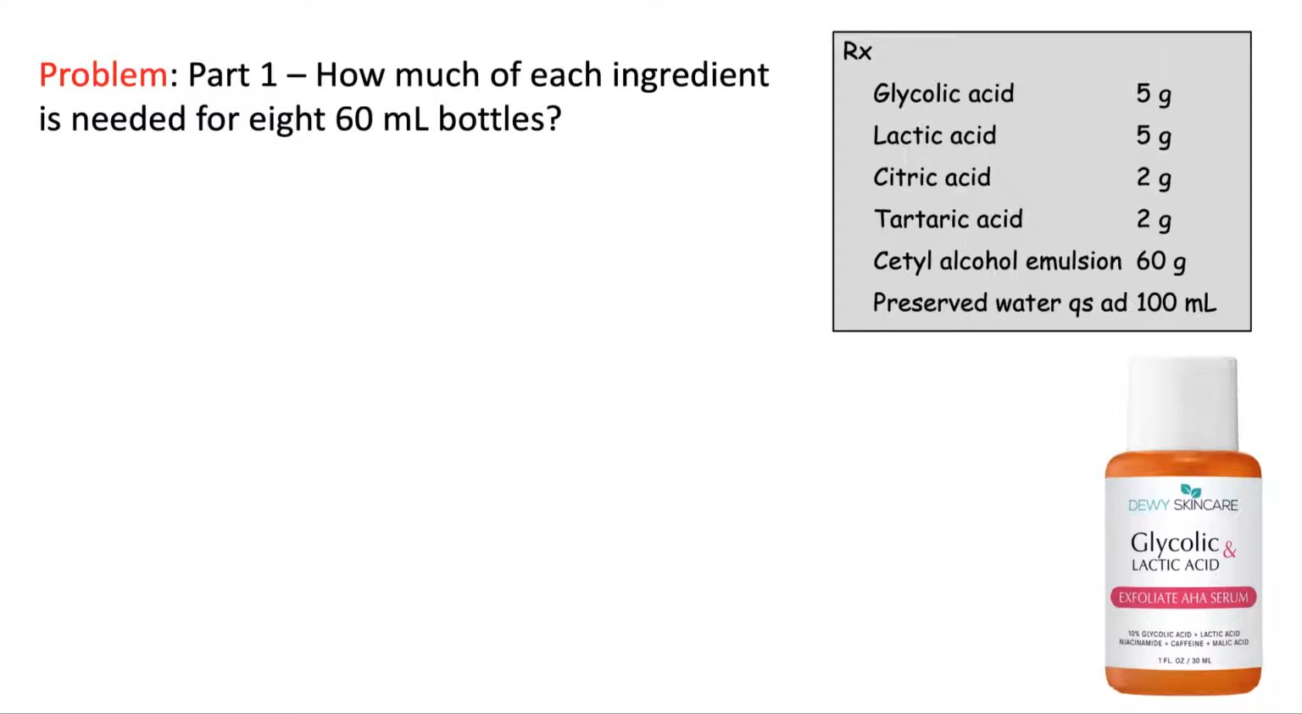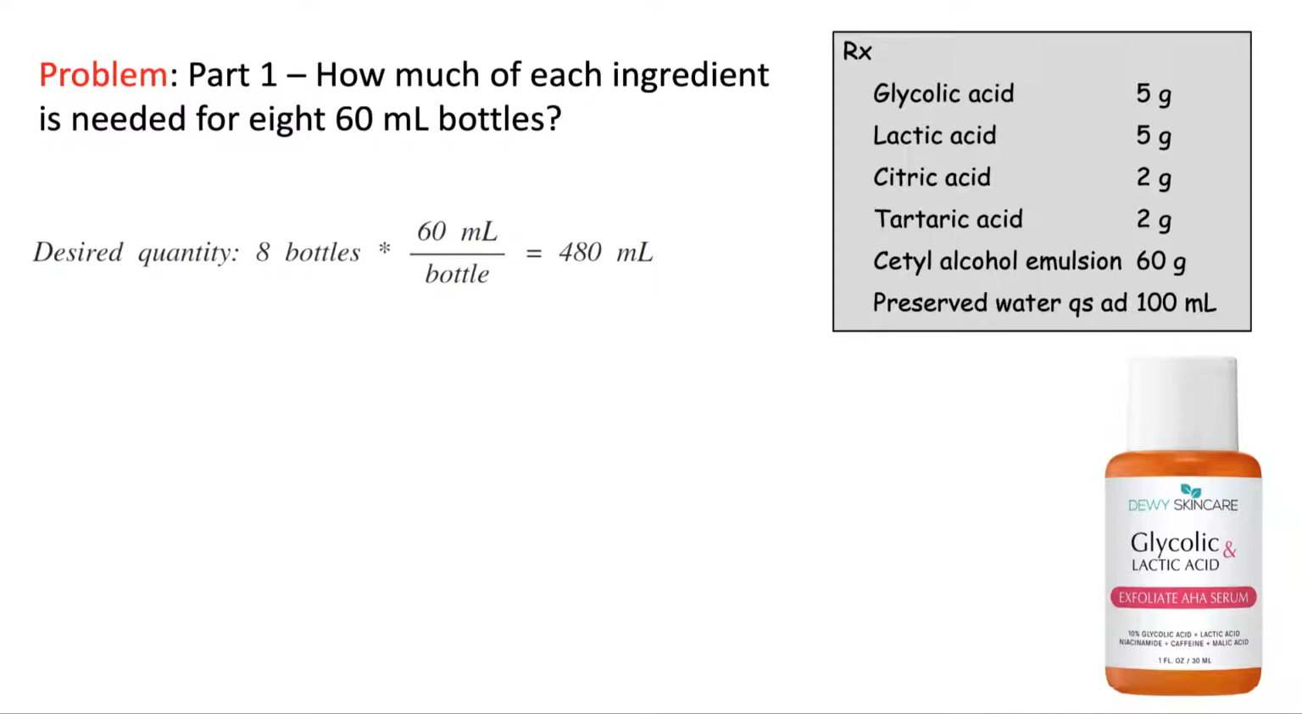We want to prepare 8 bottles, and each bottle contains 60 milliliters. So the first question is, how much of each ingredient do we need? Well, the first step is to determine the total volume. What is the total amount we need for this batch? We want 8 bottles times 60 milliliters per bottle. We want to prepare a total of 480 milliliters.